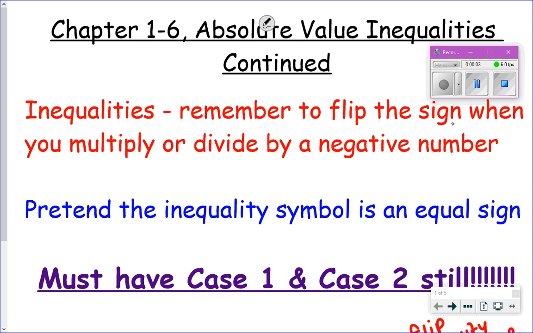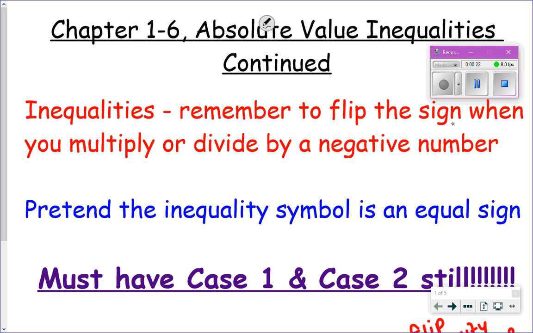We're moving on to chapter 1.6 today, and we're going to talk about absolute value inequalities. So previously, this school year, we learned about inequalities. We learned how to solve them, how to graph them. Last week, the last couple weeks, we learned about absolute value equations. So today we're going to talk about absolute value inequalities.